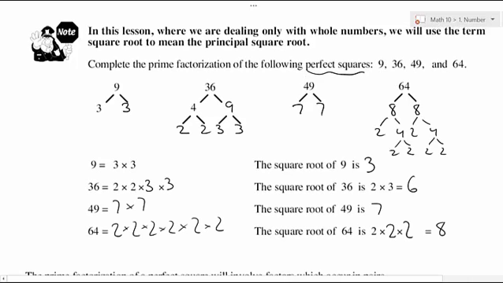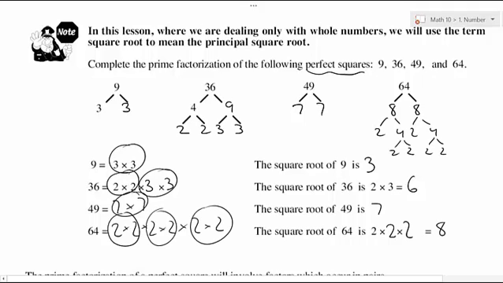Now I've completed the prime factorization for all of these perfect squares, and I hope that you notice something. We've got 9 and it's 3 times 3. We've got 36 and it's 2 times 2 and 3 times 3. We got 49 and it's 7 times 7. Seems like everybody's got a friend here. They're all pairing up. Look at this. We've got 64, but look at the pairs. We've got 2 times 2, 2 times 2, and 2 times 2.